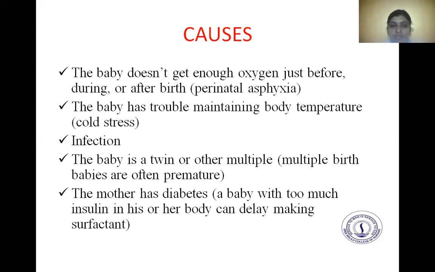And if the child has any infection, or if the baby is a twin or one of multiple babies, because twins or multiple babies are usually born preterm only. So in preterm delivery, surfactant will not be formed properly in the preterm baby's lungs. Because of less surfactant production, the baby gets RDS.